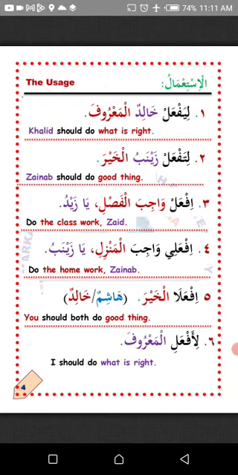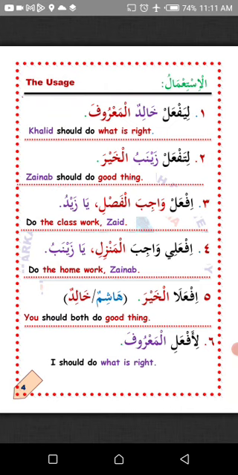أربعة, number four. افعلي واجب الفصل يا زينب. افعلي واجب المنزل, do the homework. يا زينب.